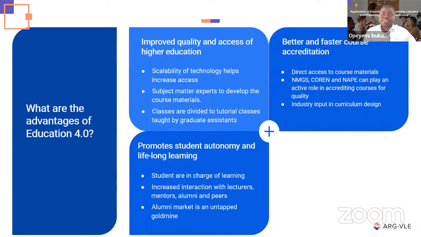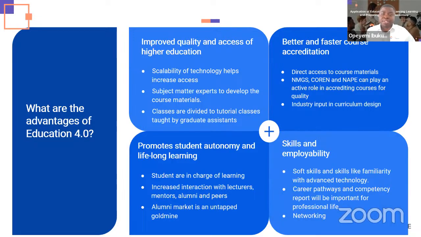Then better and faster course curriculum. So curriculum accreditation can be done online. And then we can have organizations like NMGS, COREN, and NAPI also play an active role, developing competency frameworks that could help in improving curriculum and even the quality of education. And we could also have industry input in the curriculum design.